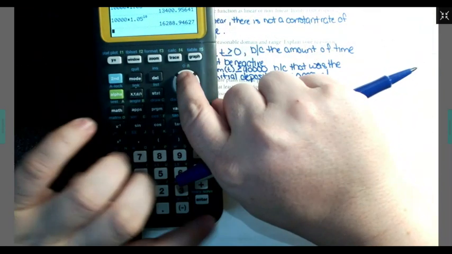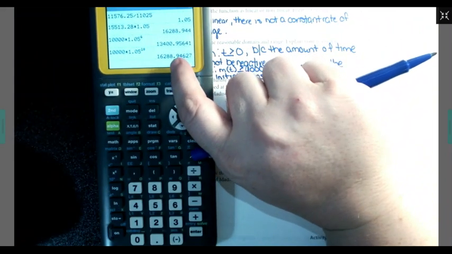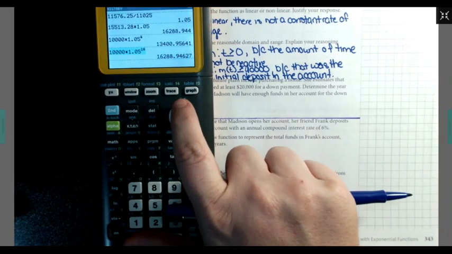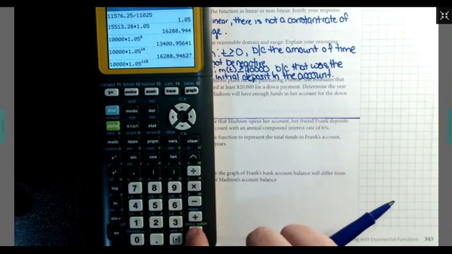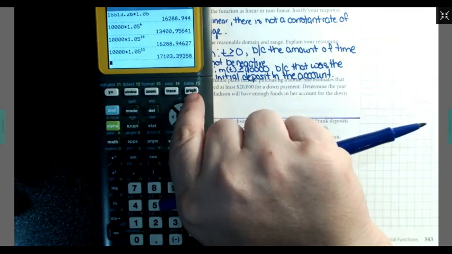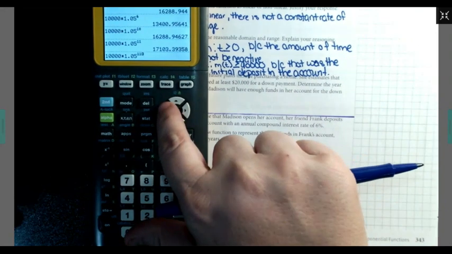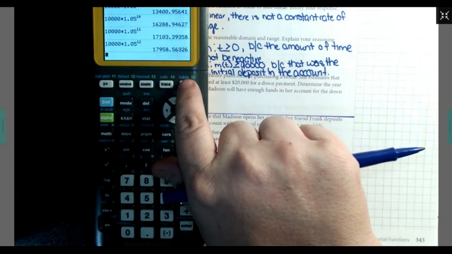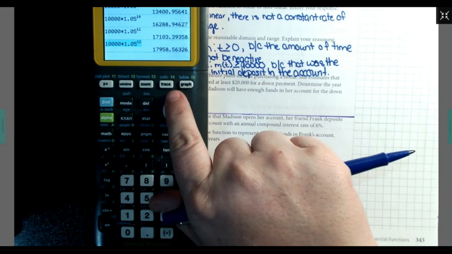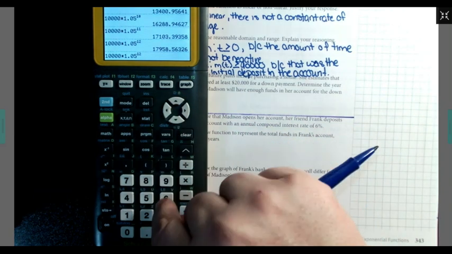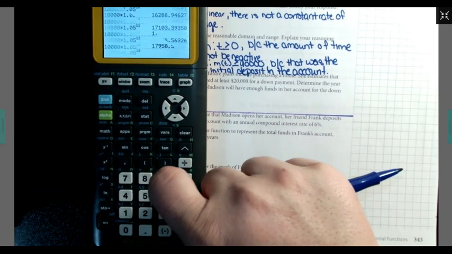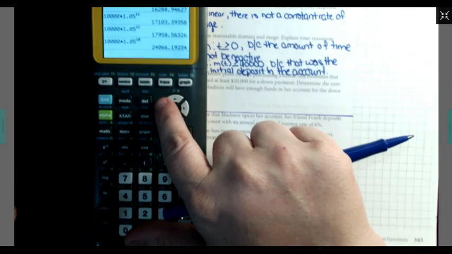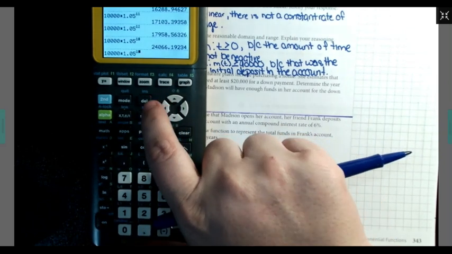Well, I'm going to use my function. I know that she has $16,000 in her account in year 10. So, how much would she have in her account in year 11? 17,000, right? How much is she going to have in year 12? Almost 18,000. So, we're not at the $20,000 mark yet, right? Well, let's go up a few more. Let's go to 18. I got over 20,000 now, right? So now we need to back up, because I went too high.